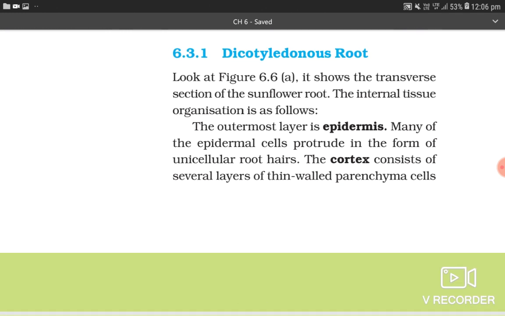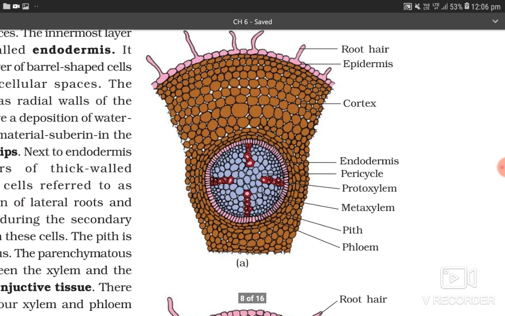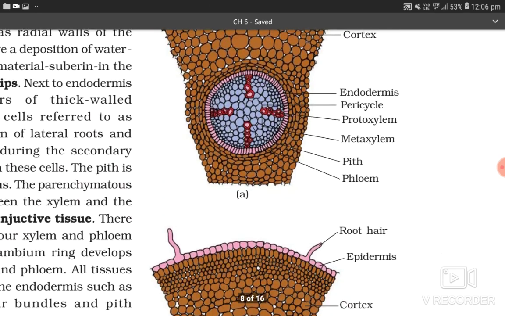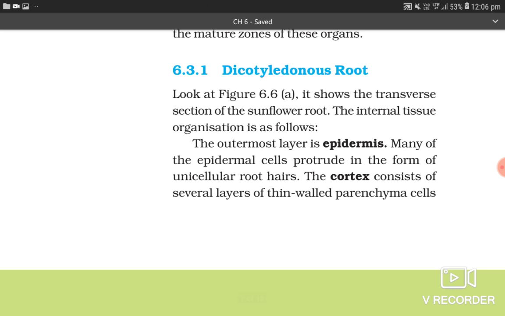6.3.1 Dicotyledonous roots. Look at figure 6.6a. This is the figure. It shows the transverse section of sunflower root. The internal tissue organization is as follows. The outermost layer is epidermis. Many of the epidermal cells protrude in the form of unicellular root hairs.